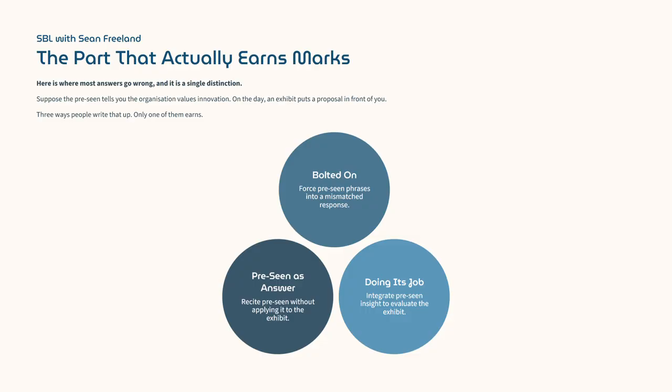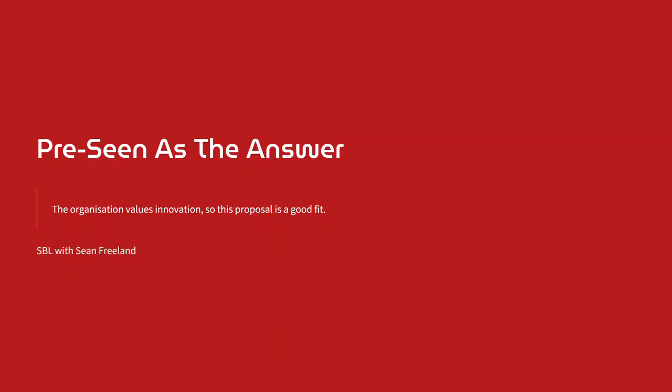Now we get to the part that actually earns marks, which is going to affect your answer. Suppose that the pre-seen tells you the organisation values innovation. Good. Then in the exam, you get an exhibit about a proposal. What do you do with that information? There are 3 ways this usually goes, and only one of them is doing what you want.